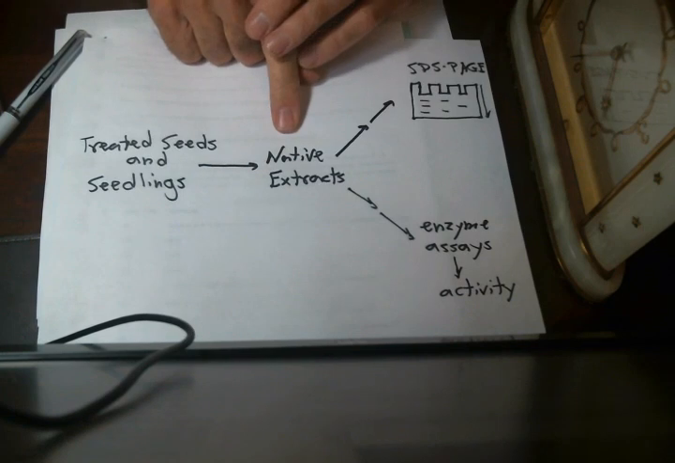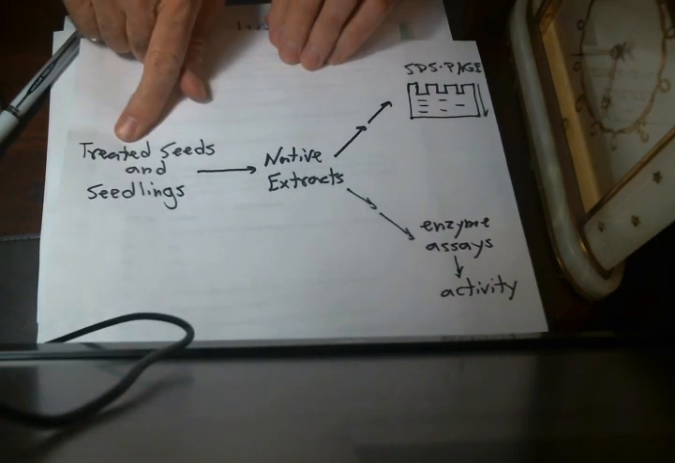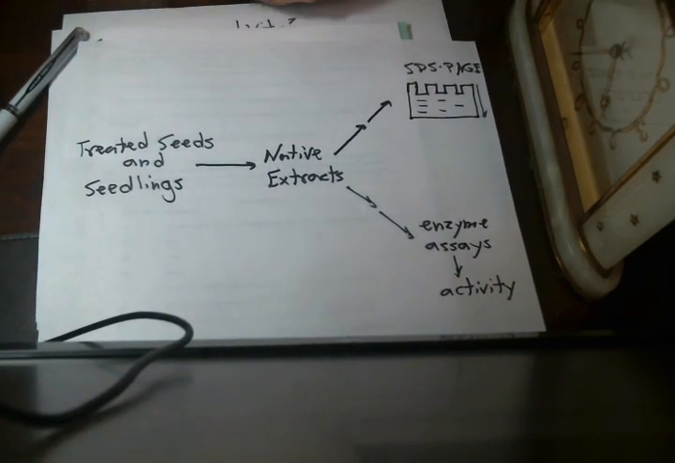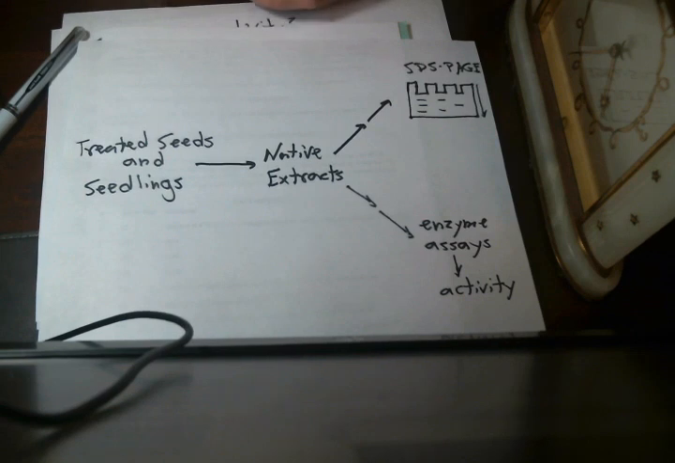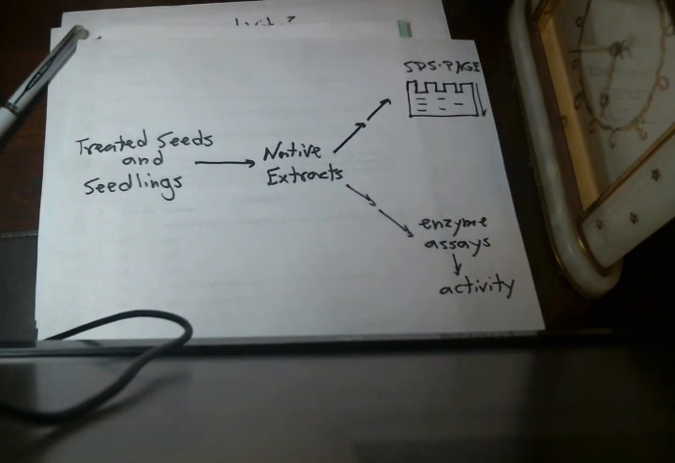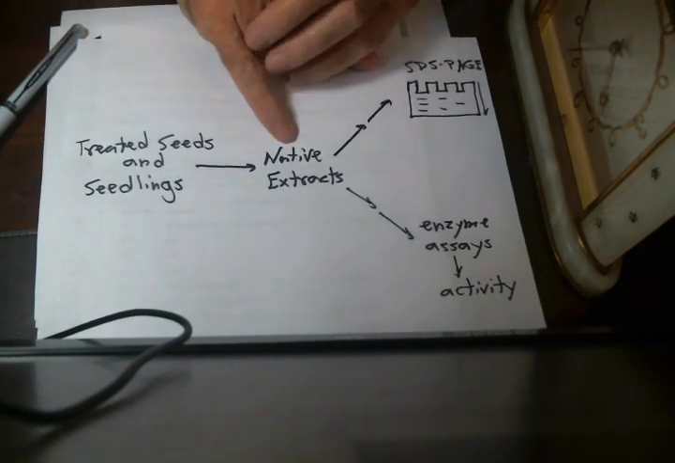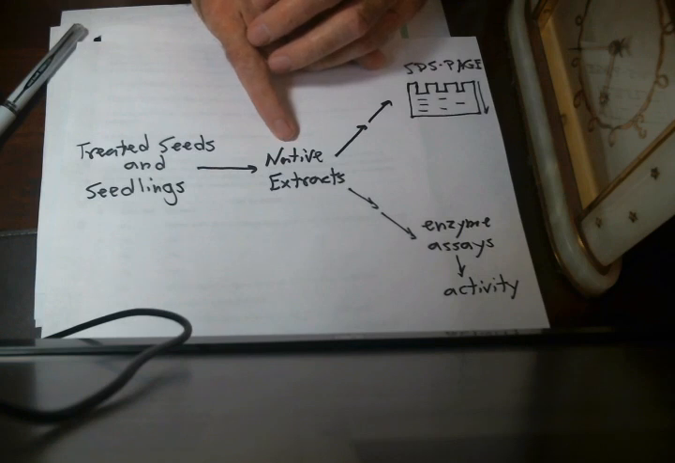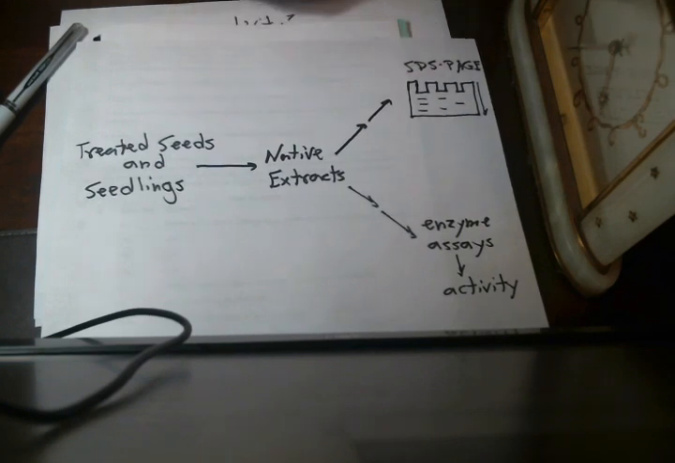We're going to make native extracts from those. In other words, we're going to take the tissue, we're going to add some kind of a buffer. It's basically a low pH buffer. It's got no detergent in it. All it does is release cytosolic contents without denaturing the proteins. That's what native means. So the proteins themselves are still going to be in their active form.